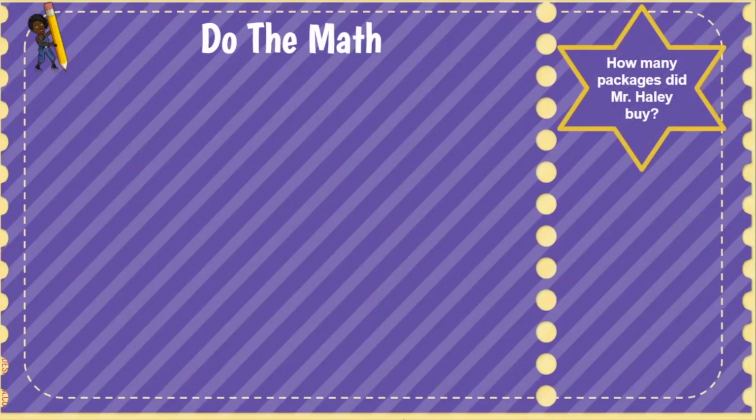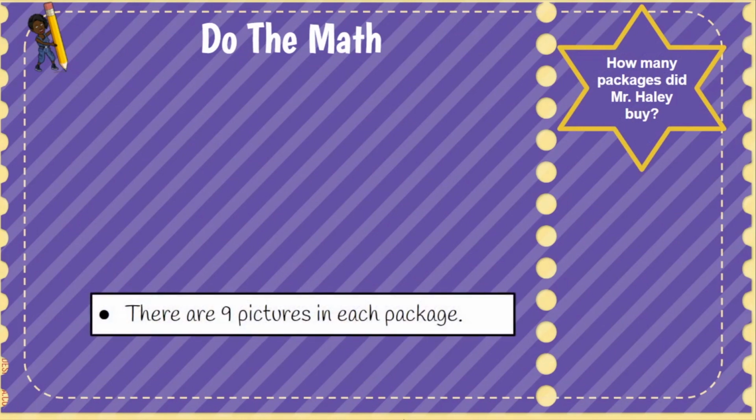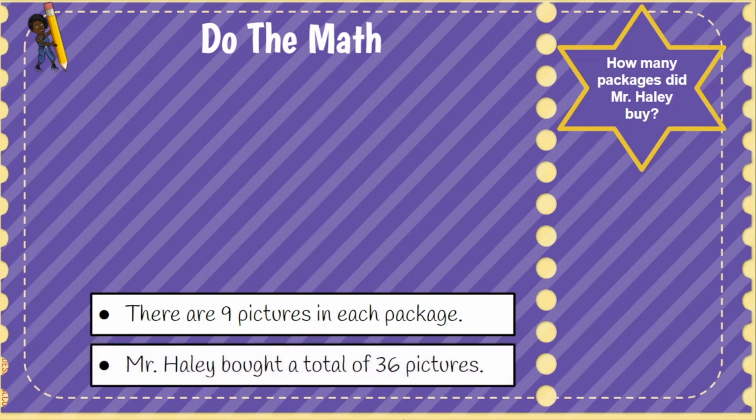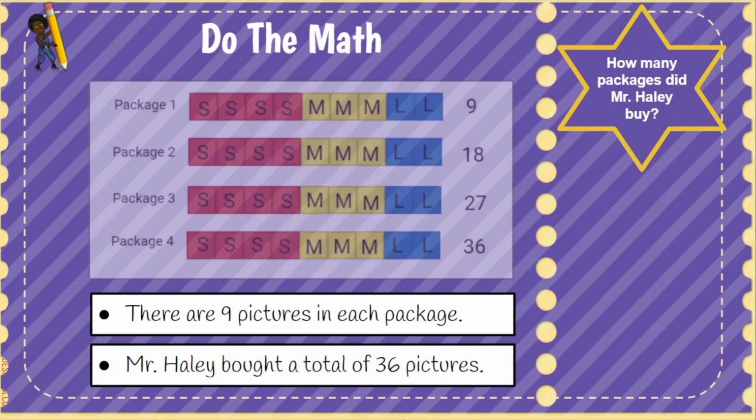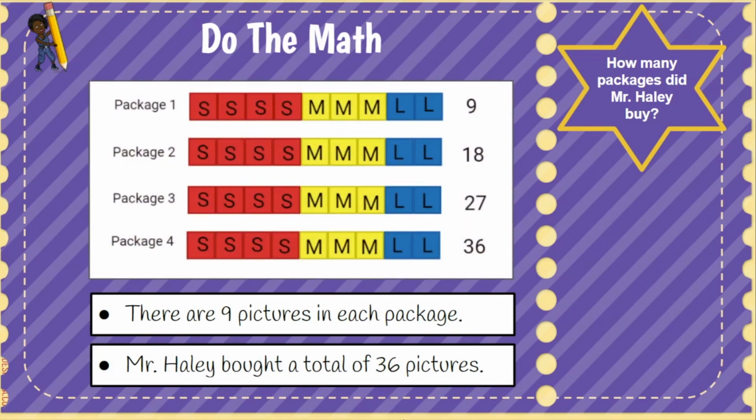So how many packages did Mr. Haley buy? We know that there are 9 pictures in each package, and we also know that Mr. Haley bought a total of 36 pictures. As you solve this problem, it is important to label your work.